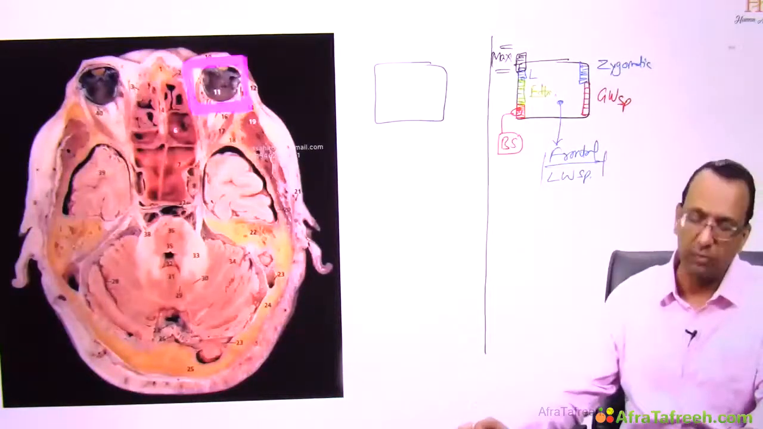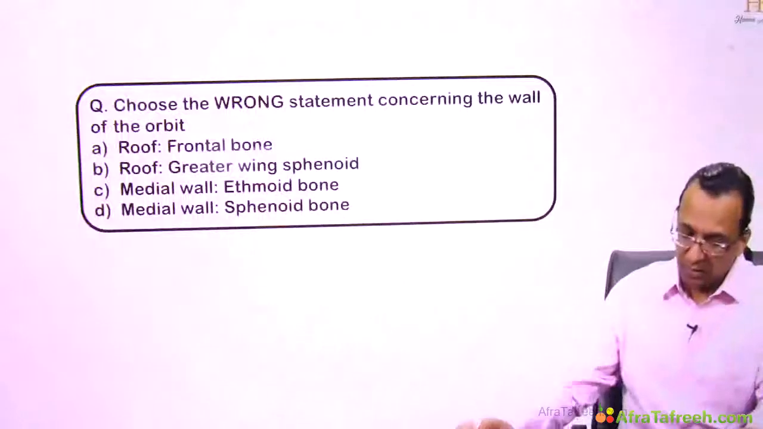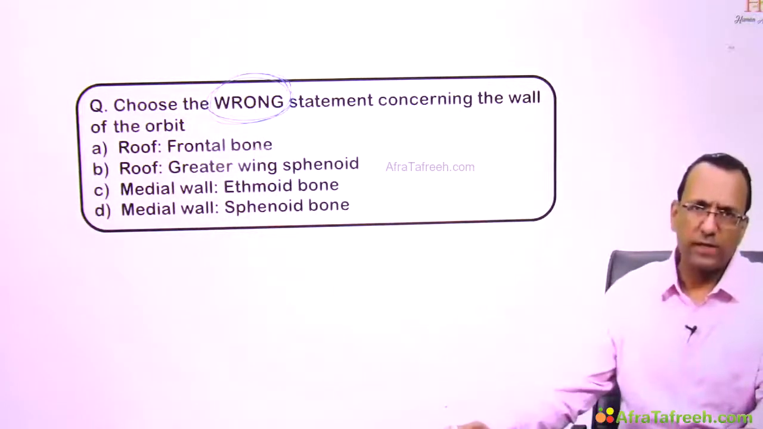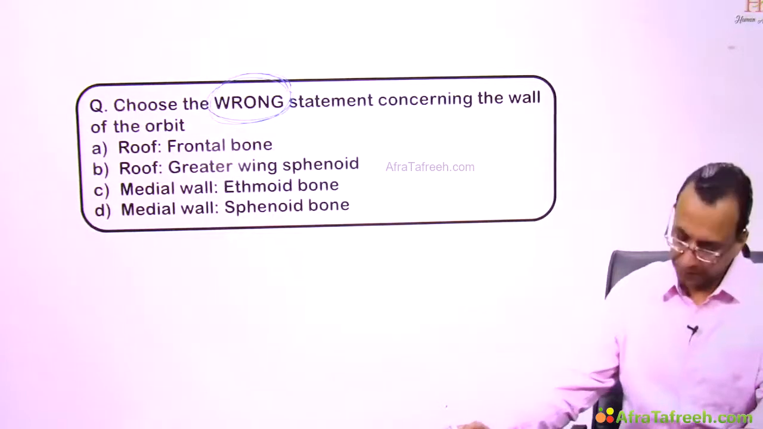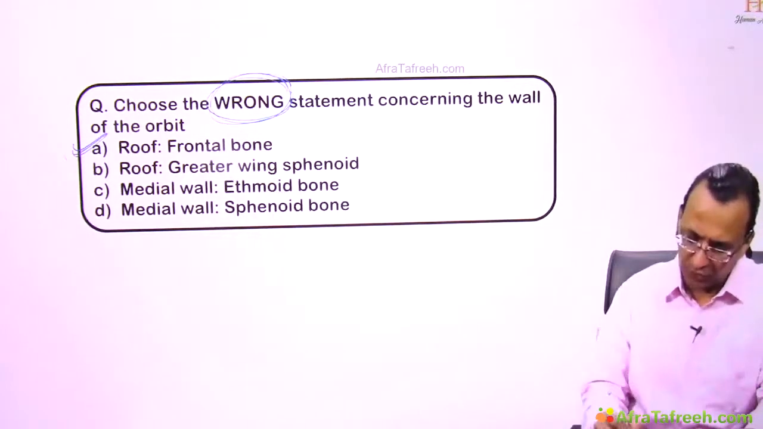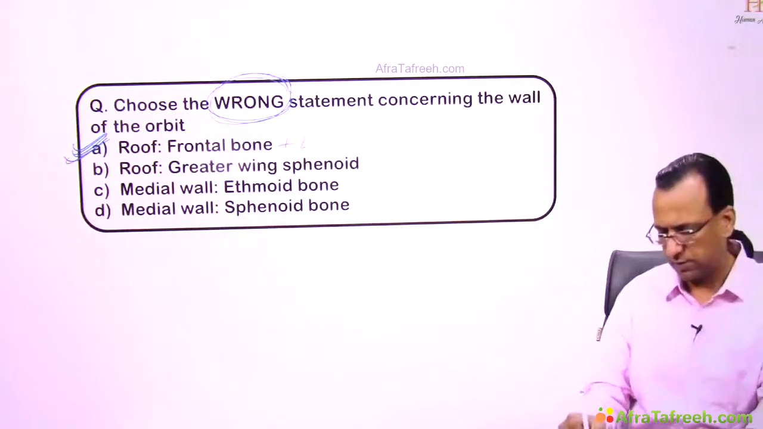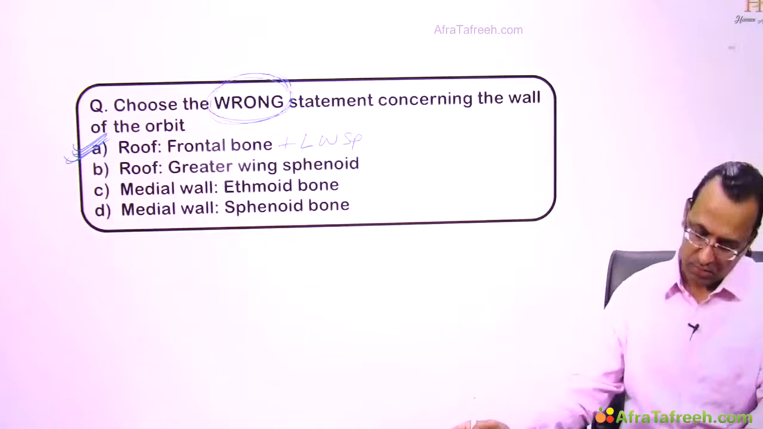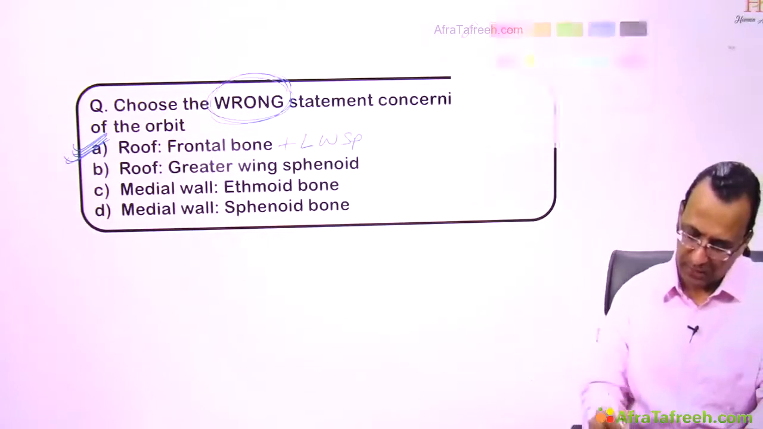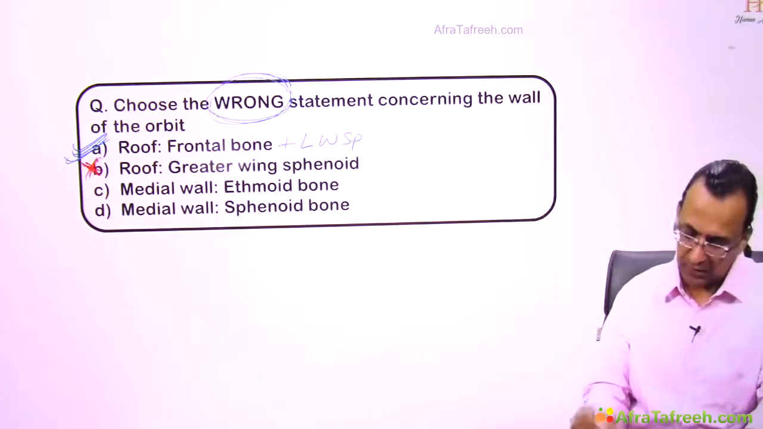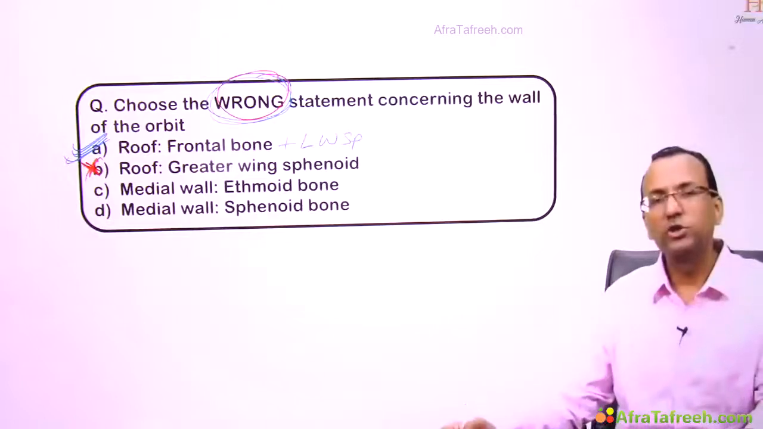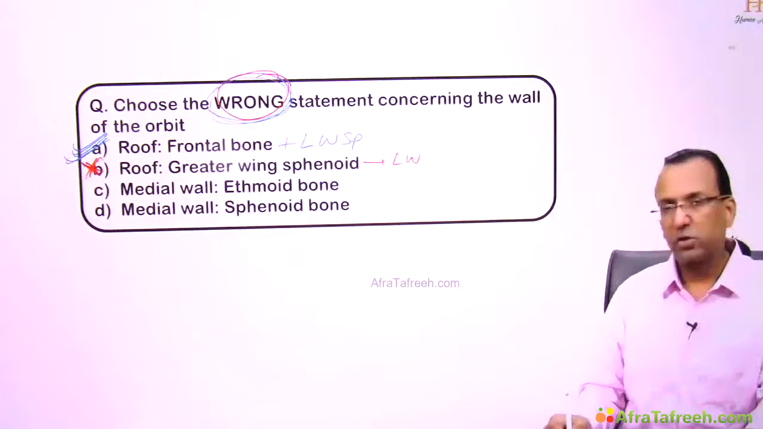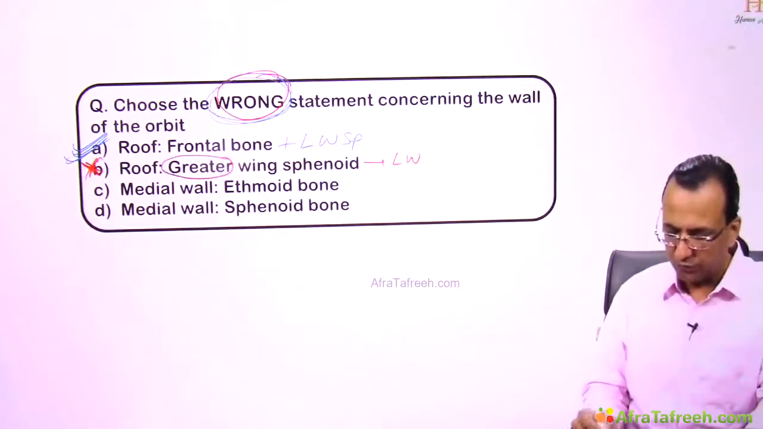Yeah, let us see some questions. Tell me the wrong statement. Wrong statement about the wall of the orbit? Yes. I think roof is not only frontal bone, but also lesser wing of sphenoid. Yes, I think this is the wrong statement. That is the answer, because it is asking the wrong statement. It is not the roof. Then what is it? It is actually lateral wall. So the greater wing of sphenoid is not the roof. It was lateral wall.